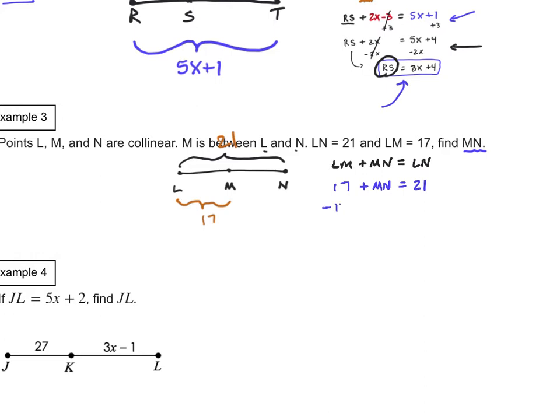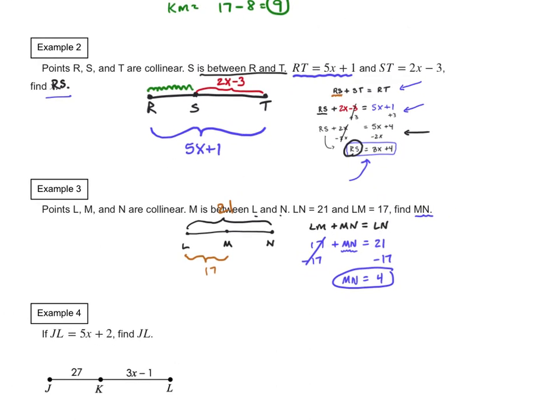I'm going to subtract 17 from both sides because I'm trying to isolate my unknown. And by subtracting 17, 17 minus 17 became 0, so it moves over to the other side. And Mn is equal to 4. There you go. I found the value of Mn. So again, one problem was possibly a little bit more difficult than the other problem, but we used the same techniques in order to solve both of them.